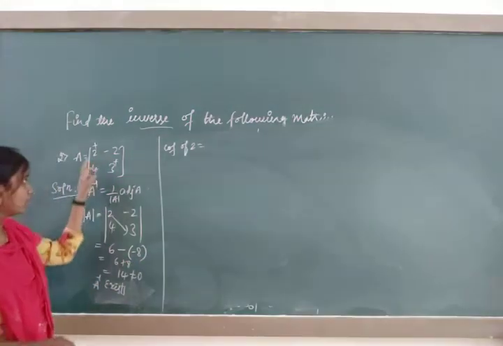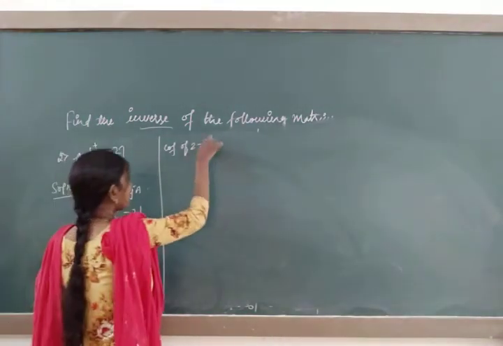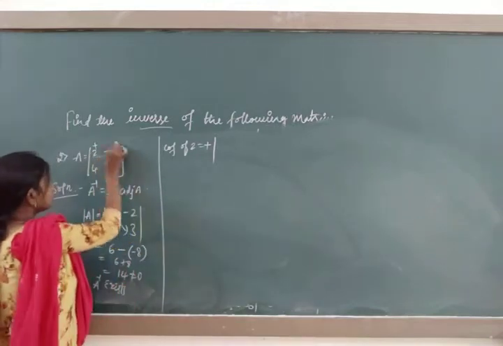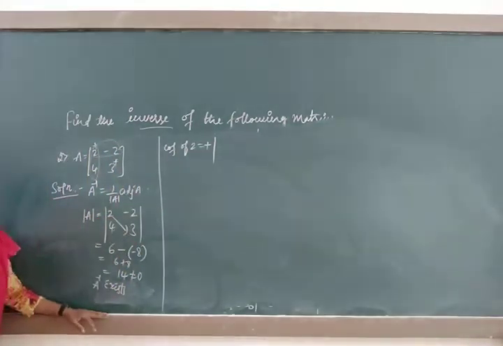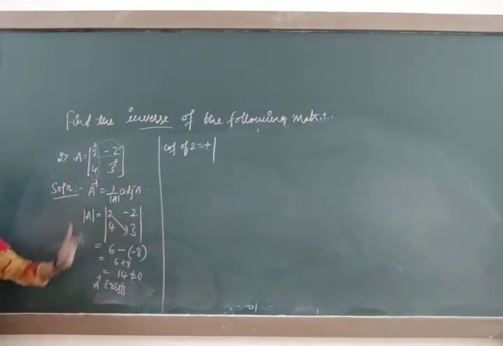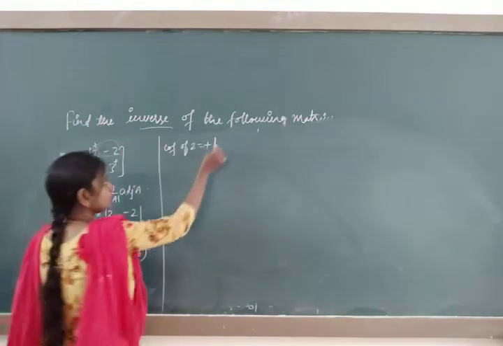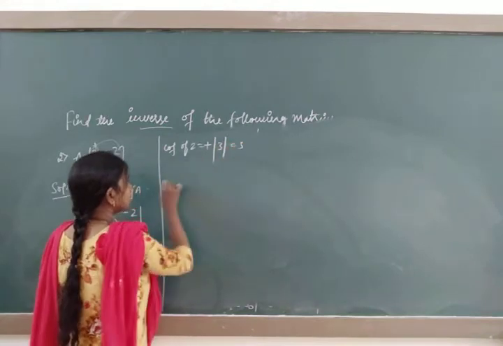I will avoid that one. Take the sign plus. Close this row and close this column, because we are taking the cofactor of 2. Wherever 2 is present, close that one. The remaining is 3, which is equal to 3.